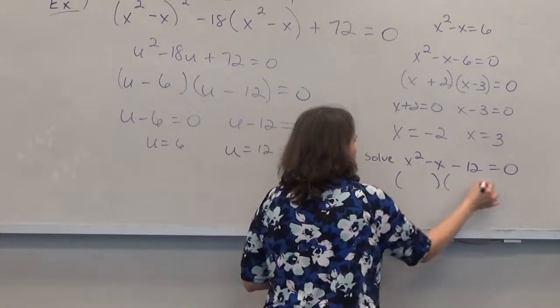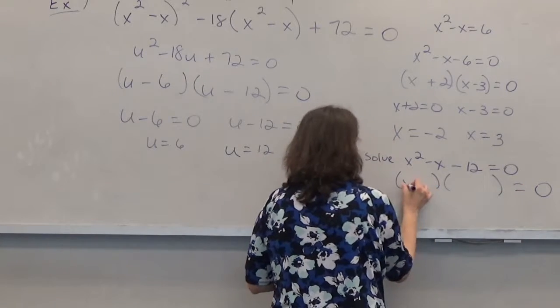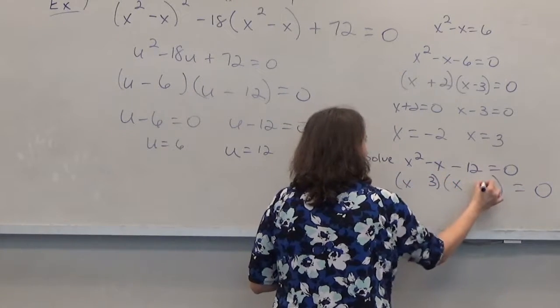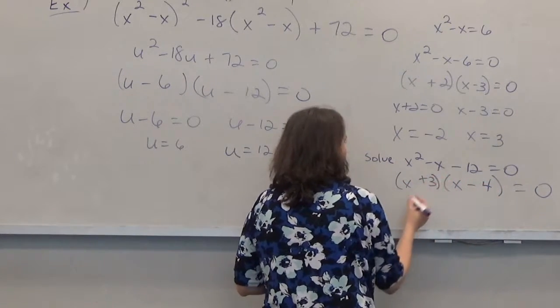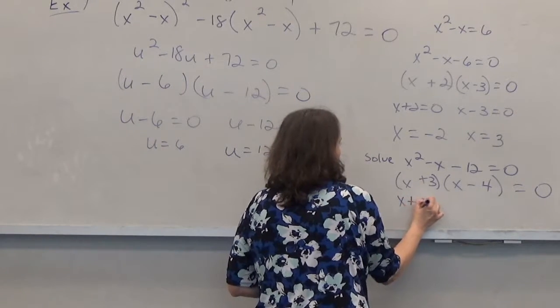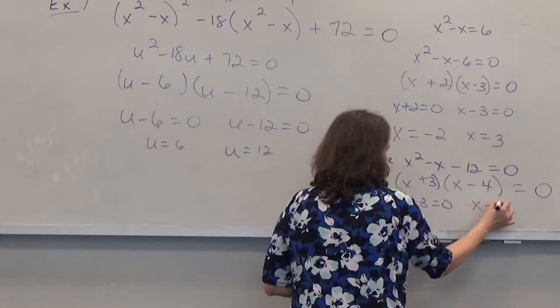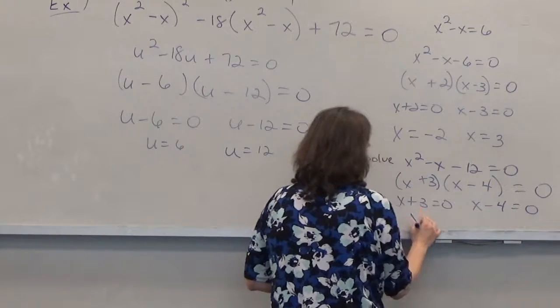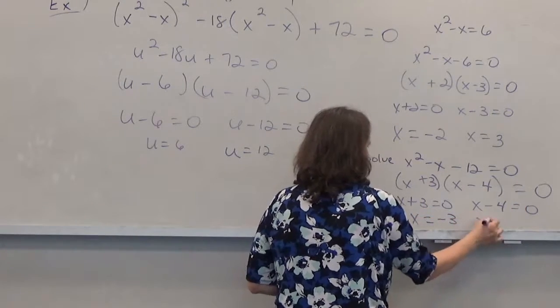And that should factor for us as well. That's going to be a 3 and a 4. Make the 4 negative, the 3 positive. x plus 3 equals 0. x minus 4 equals 0. So we get negative 3 and positive 4.